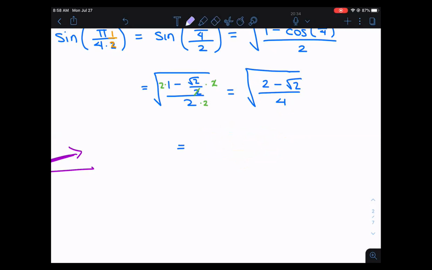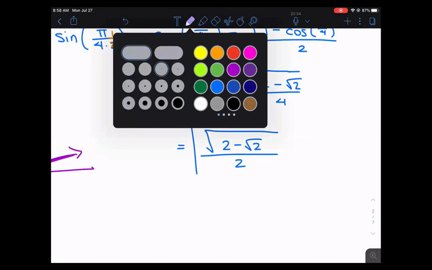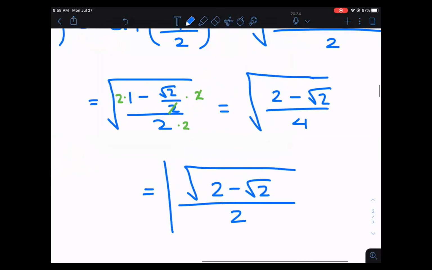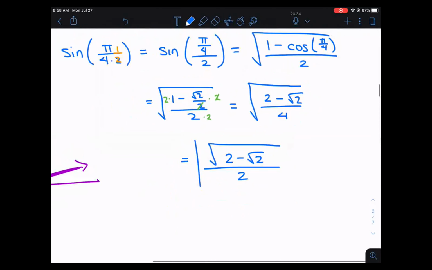Oh, I know what it was. There's a little 2 missing out here. No, there's not. So yeah, we can simplify this. This should have been a 4. And then from here, you guys can just simplify this.